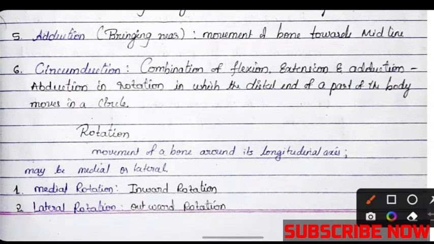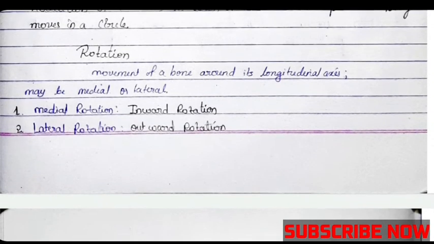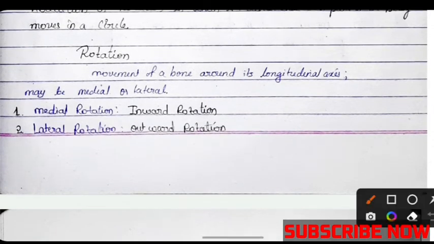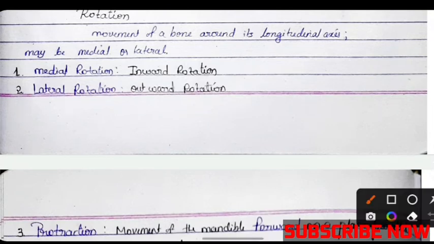Circumduction, combination of flexion, extension and adduction, abduction in rotation, in which the distal end of a part of the body moves in a circle. Next is rotation, the movement of bone around its longitudinal axis, may be medial or lateral. In rotation, the first one is medial rotation, that is also known as inward rotation. Second one is lateral rotation, that is also known as outward rotation.